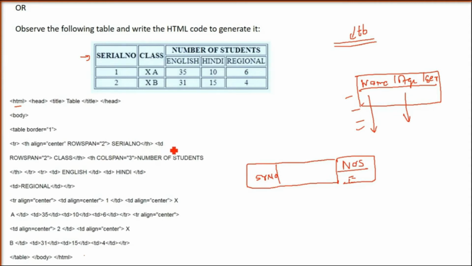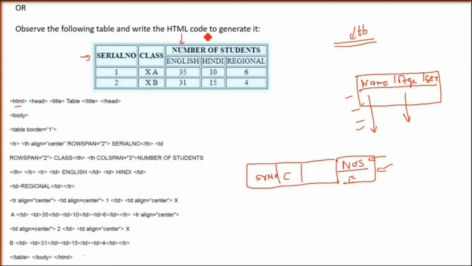And now we have started TD. Now next TD. So rowspan is 2. This is 2. So for class also rowspan is 2. Class will also have 2 rows. It has taken rowspan as 2 again. Now coming to this third one, TH. The colspan is what number of students has taken.